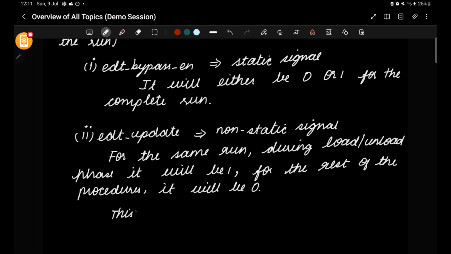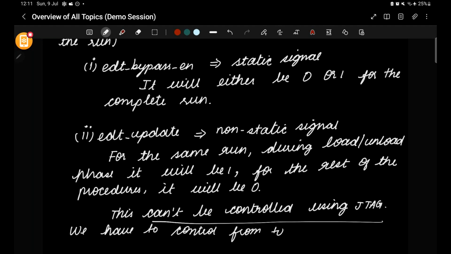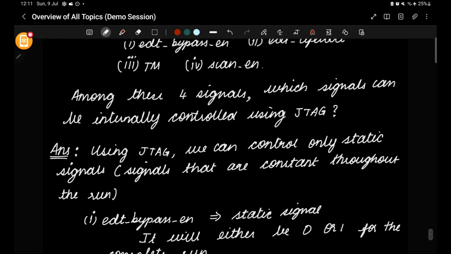So EDT update can't be controlled using JTAG. We have to control it from the top level. And in the same way, the third signal is test mode.